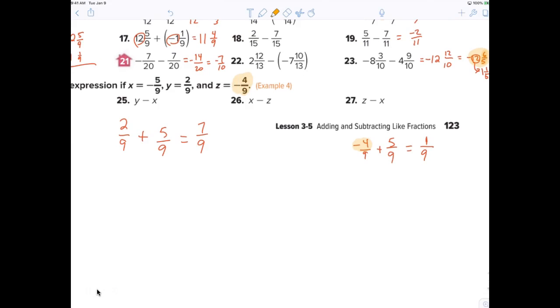Z is negative 4 over 9, so that's what I have here. Negative 4 over 9, and then it's minus. Negative 4 ninths minus what? Negative 5 ninths. Oh, okay. So those 2 negatives became positive. Okay, that's right. I'm good.